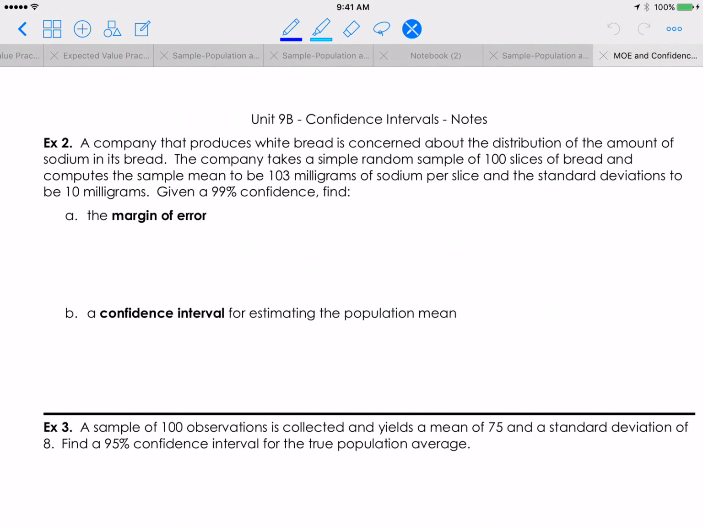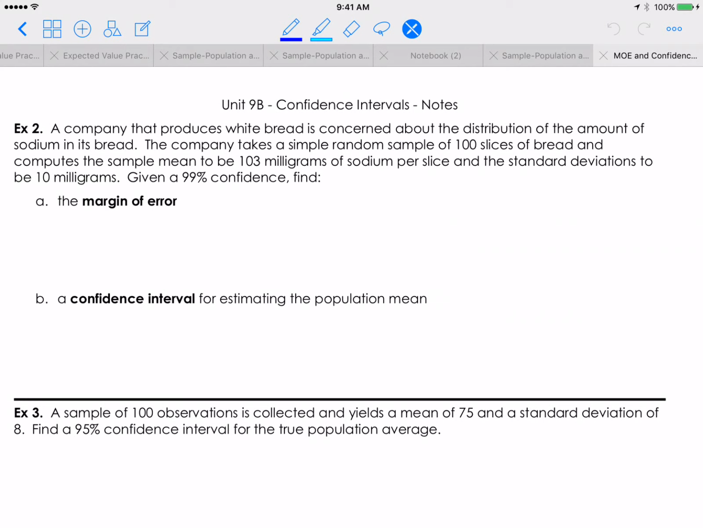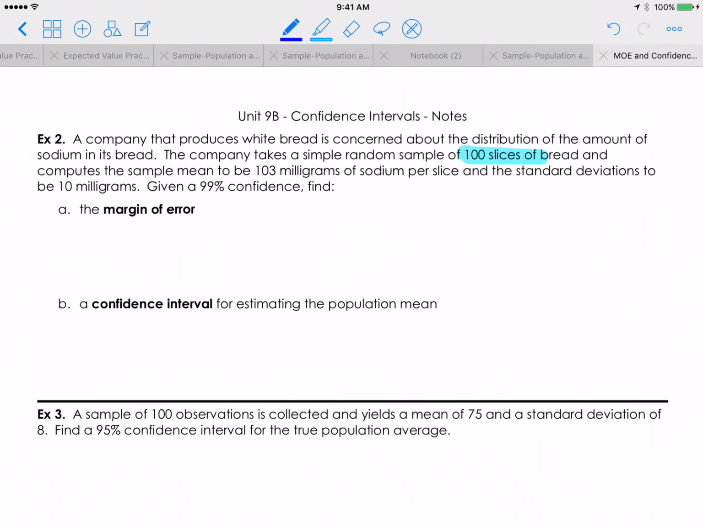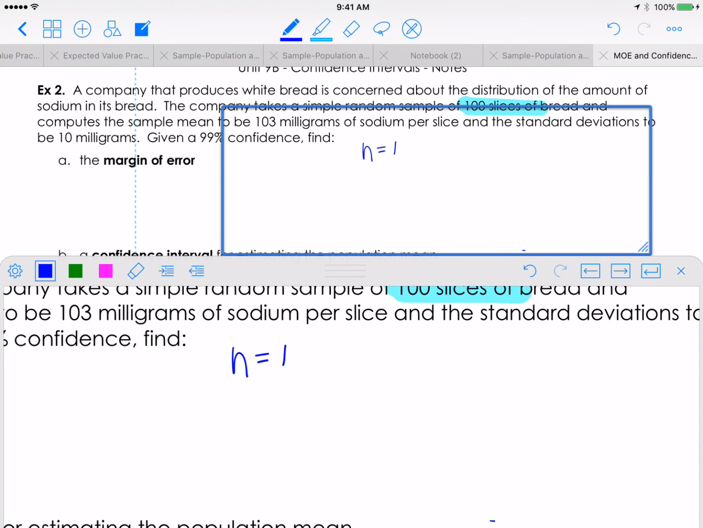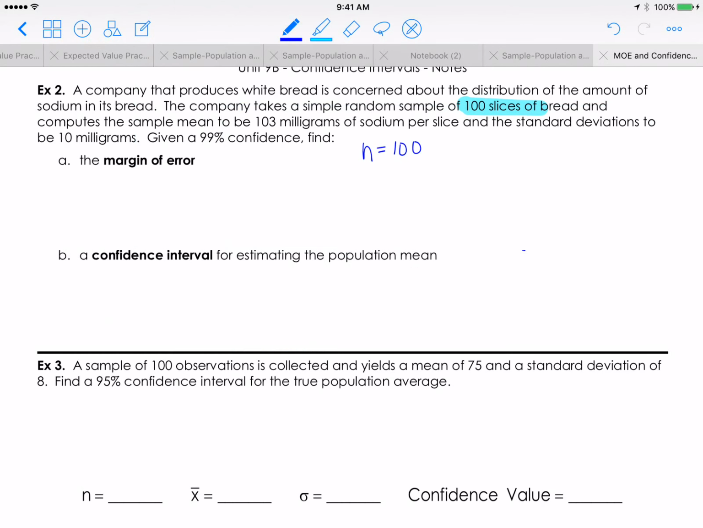Say a company produces white bread and is concerned about the distribution of the amount of sodium in its bread. The company takes a simple random sample of 100 slices. So what does that 100 stand for? Well, that would be our n, right? So n equals 100.